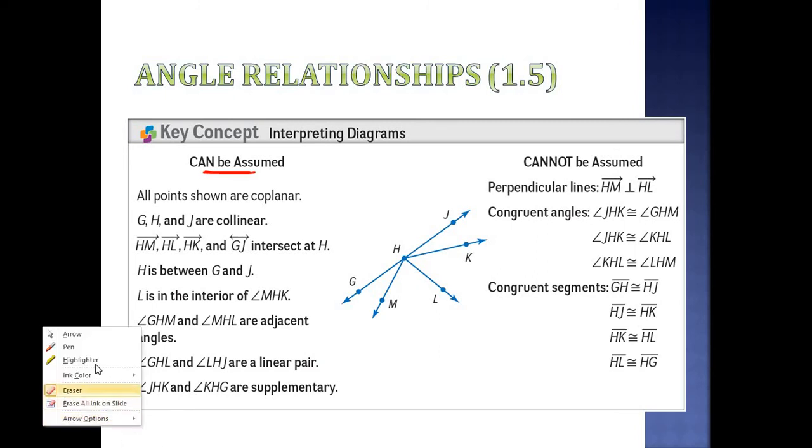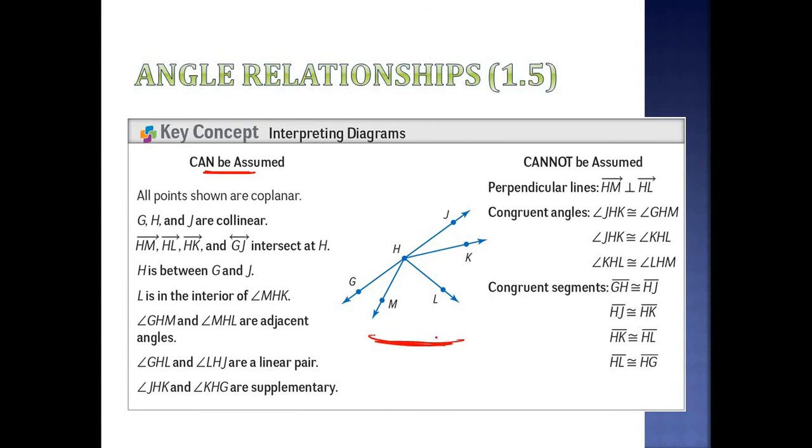We could also assume a few more things. We could also assume things are true about adjacent angles, such as angle GHM and angle MHL. You could assume things are linear pairs, and you can assume certain angles are supplementary here. So you can assume a fair amount from this diagram here.